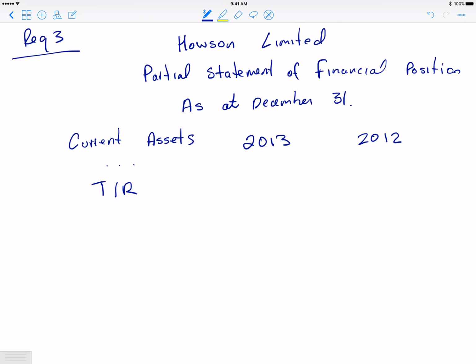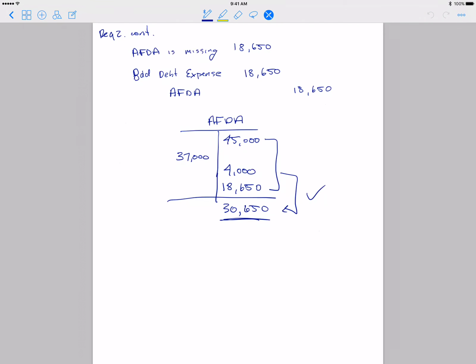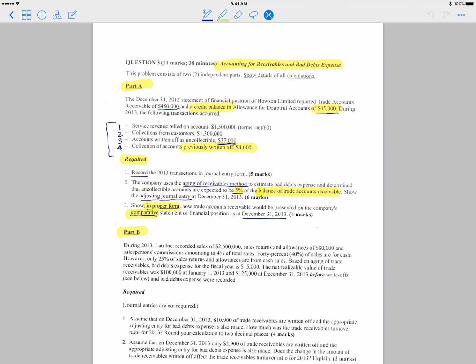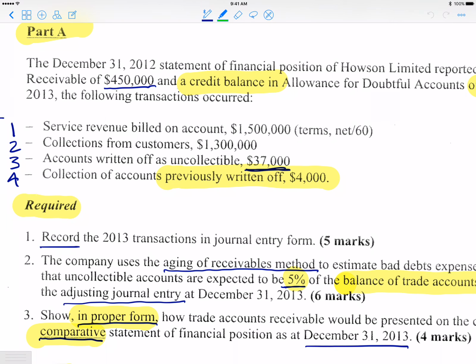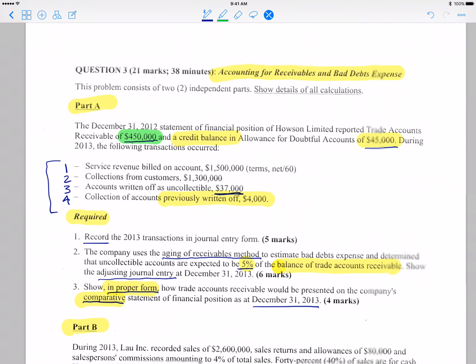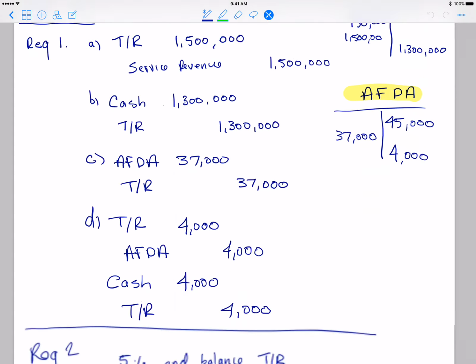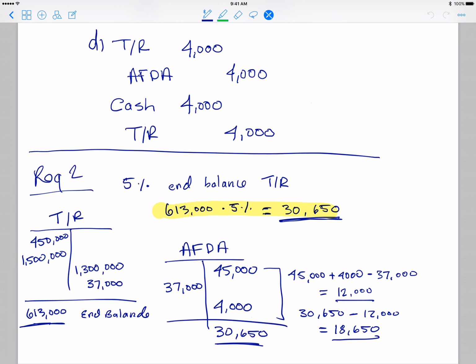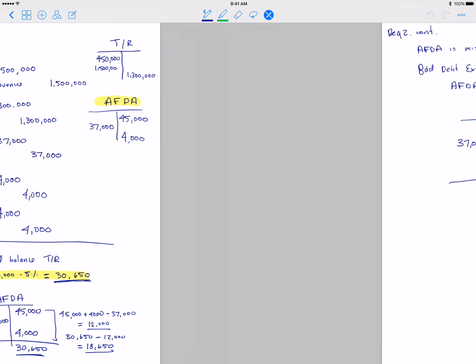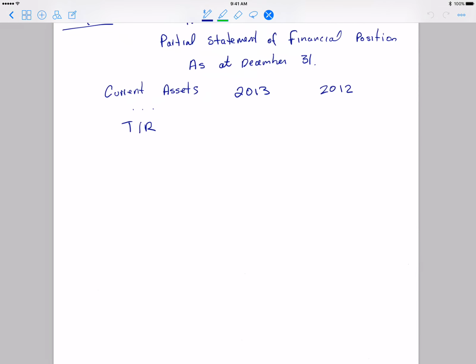So at the end of 2013 and at the end of 2012, we got to find out how much we had. So going back to the initial problem, we were told that at the beginning of the year, and we'll highlight that in a different color, the beginning balance for 2012 was $450,000. So that's a given. And if we move over to the work that we did for the second problem, right over here, we see that at the end of the year, we had ending trade receivables of $613,000. So using both of these figures, we can fill in the information we need right here.